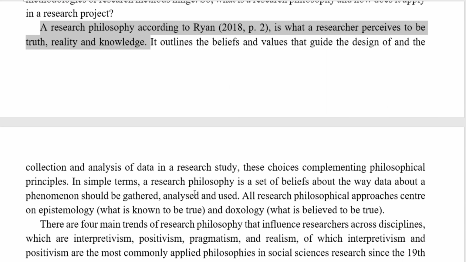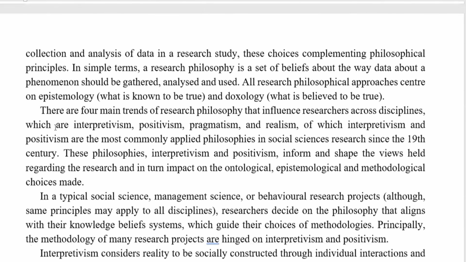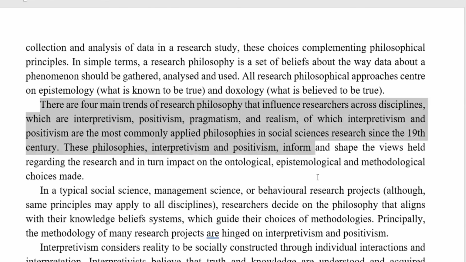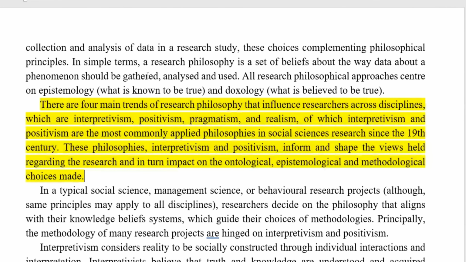And usually and generally, there are two main research philosophies in literature, although there are four, but you don't need all of this. If you look at here, there are four. Look, I've highlighted it. You see it in blue, yellow. There are four main trends of research philosophy that influence researchers across discipline, which are: number one, interpretivism; number two, positivism; number three, pragmatism; and number four, realism.